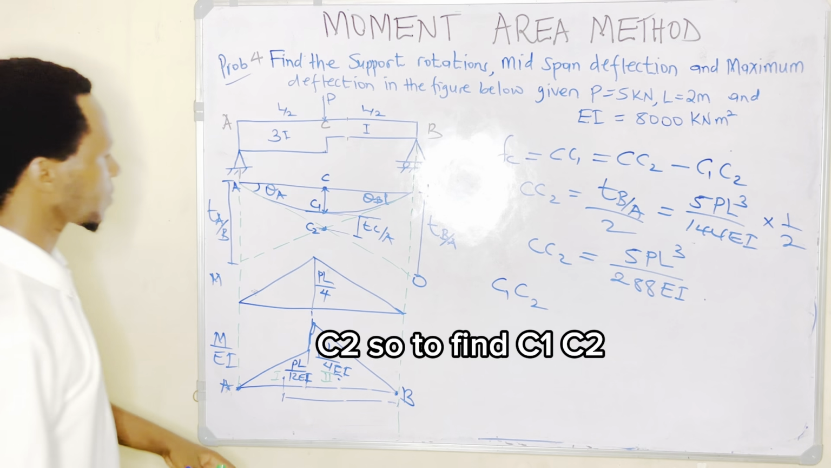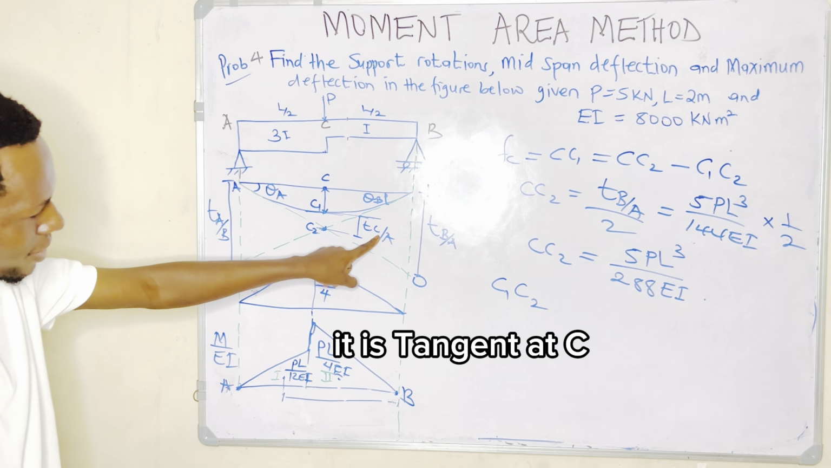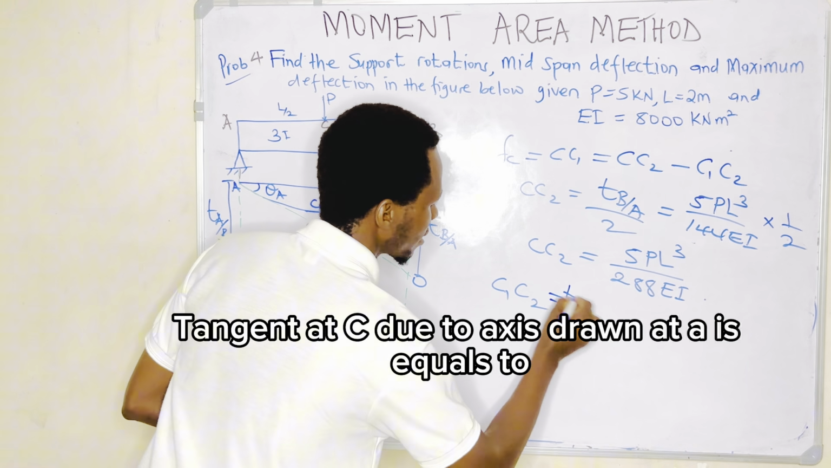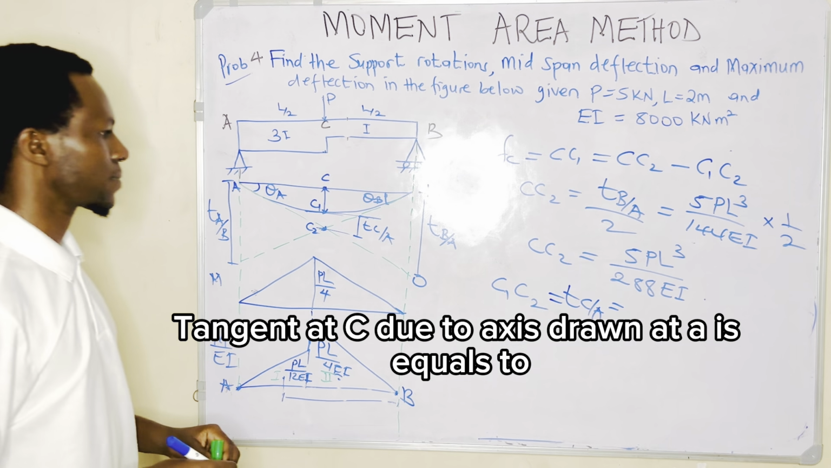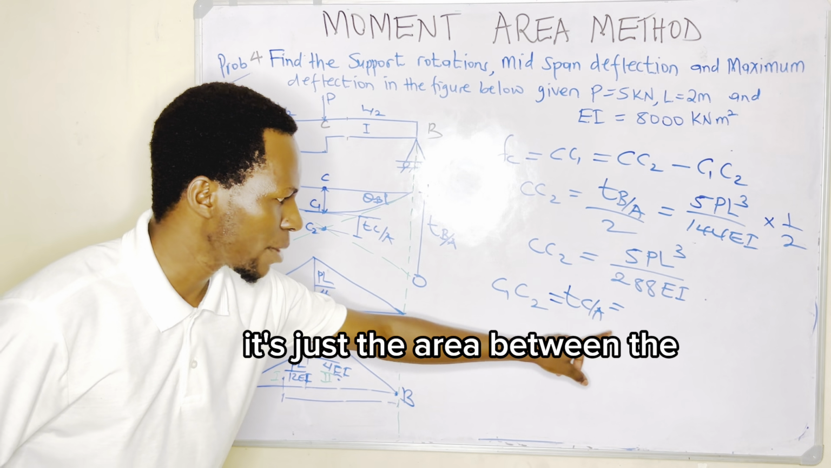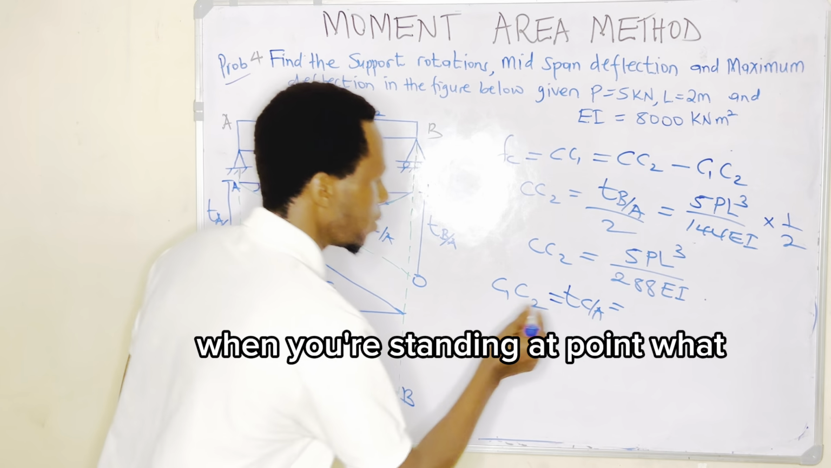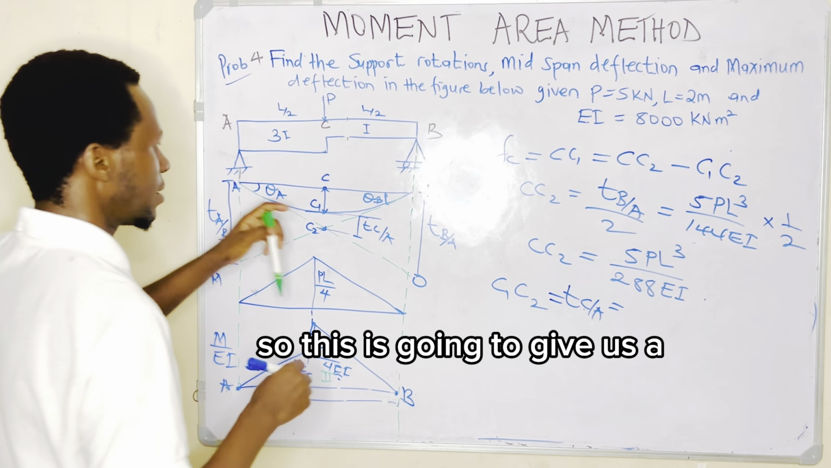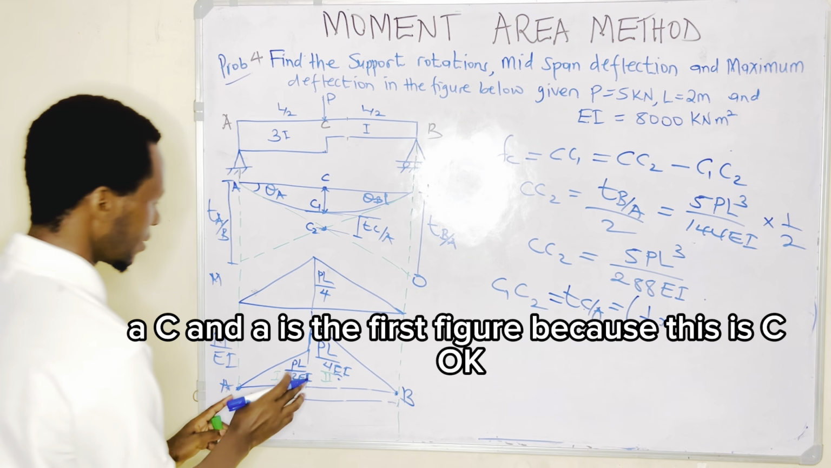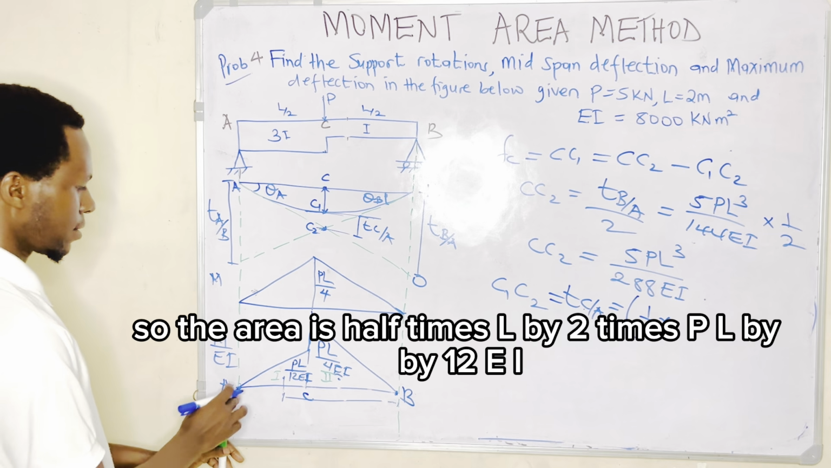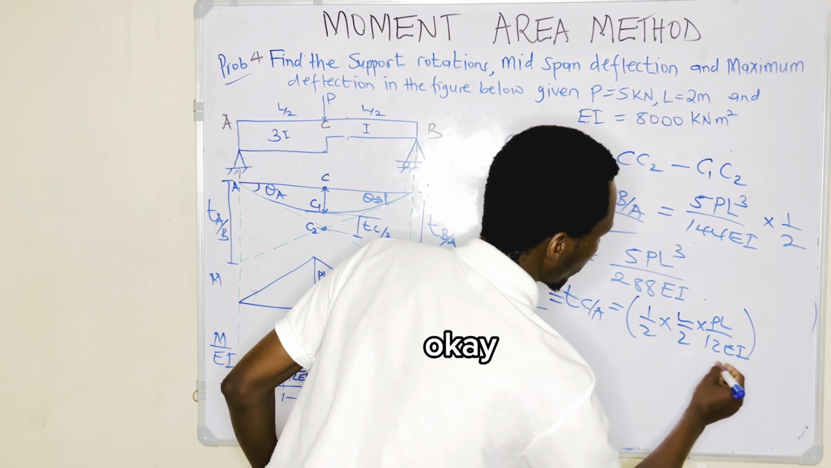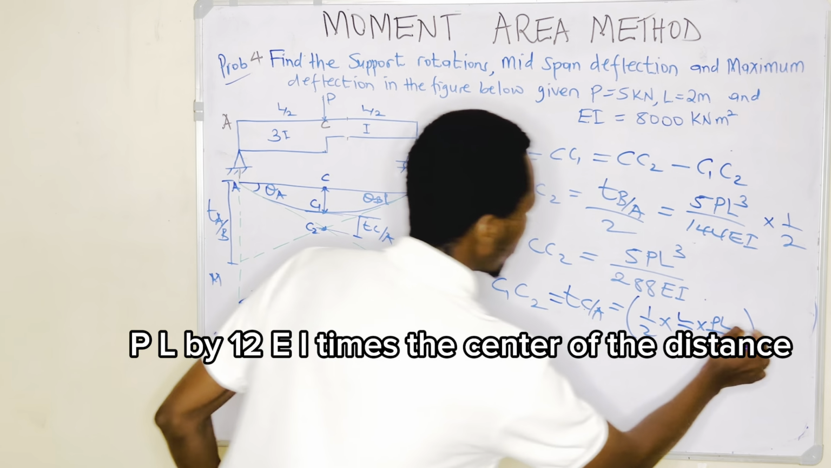To find C1 C2, it is tangent at C due to the original axis drawn from A. Okay? So let's find that. Tangent at C due to axis drawn at A, since we learned how to find it, is just the area between the two times the centroidal distance when you're standing at point what? C, the first letter. So this is going to give us half times the area between C and A, the first figure. So the area is half times L by 2 times PL by 12 EI. PL by 12 EI times the centroidal distance.